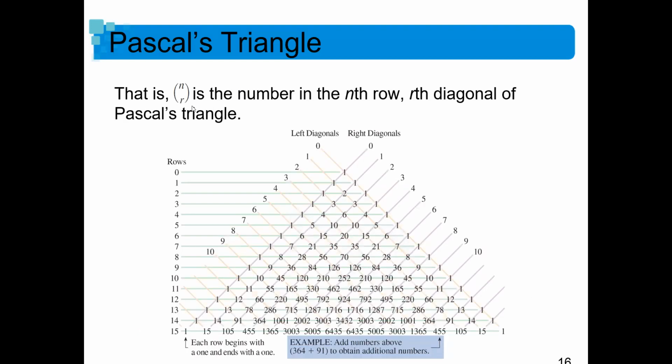So n choose r is the number in the nth row and the rth diagonal of Pascal's triangle. As you can see here, we label the very peak as row 0, and then the next levels are row 1, 2, 3, 4, and so forth. And the diagonals are labeled 0, 1, 2, 3, 4, 5, 6, 7, and so on. There are two diagonals, but each intersecting row and diagonal is the same, regardless of whether you use the left diagonal or the right diagonal.